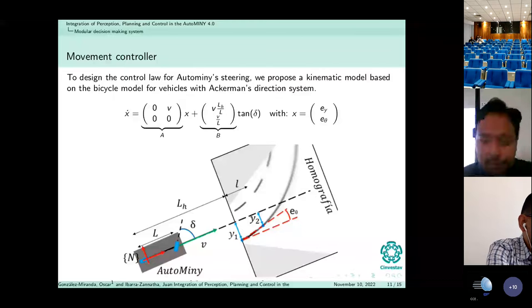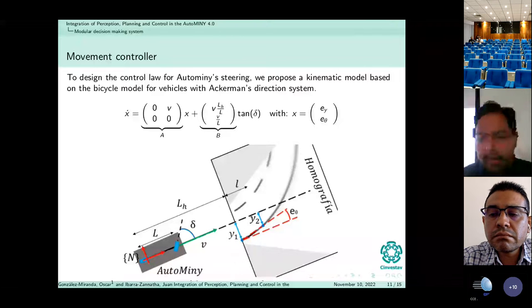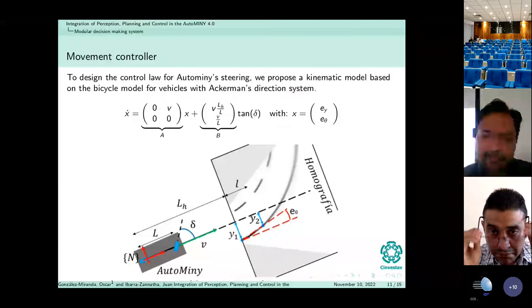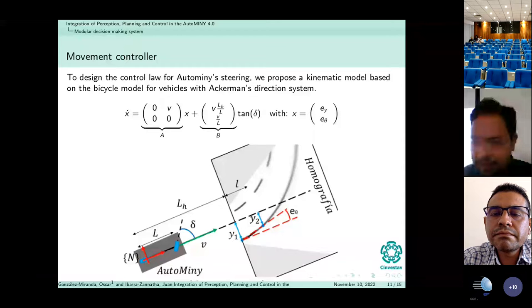As our car doesn't move fast, we can use it without problems. Yes, okay, you are using PID controllers, classical PID controllers. Is that right? Exactly. Okay. Only PID controllers. Okay, thank you.